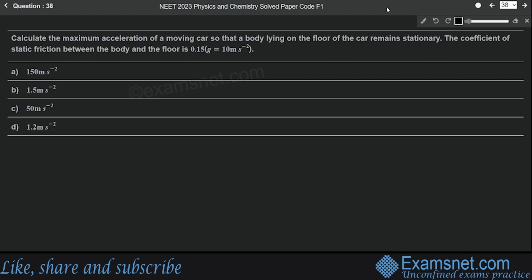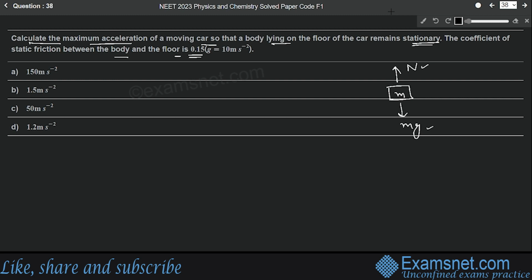Now question number 38 is from the chapter Friction, and the question is, calculate the maximum acceleration of a moving car so that a body lying on the floor of the car remains stationary. The coefficient of static friction between the body and the floor is 0.15. So we have a moving car. On the floor of this car we have a body of mass m. What will be the forces acting on this body? There will be a downward force that will be equal to mg. Then there will be an upward normal force that will be balancing this downward force.